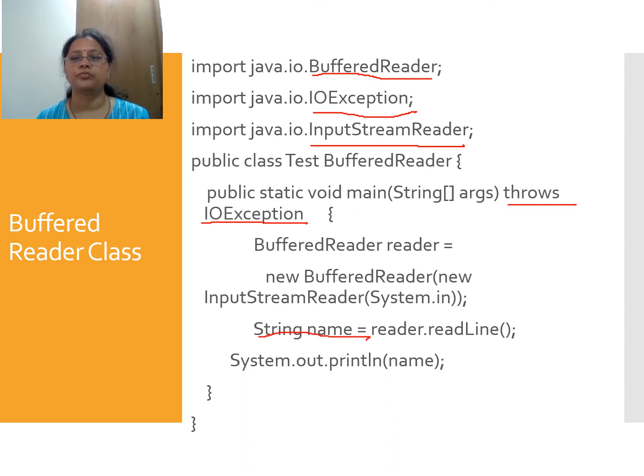So what we are doing here is we declare one variable name of type string, and as reader is the object of type BufferedReader, from this BufferedReader class, the method called readLine is called, and this readLine will read a string from the user. So the BufferedReader class can be used to call the method readLine, which will read a string from the user, and using System.out we can display that.